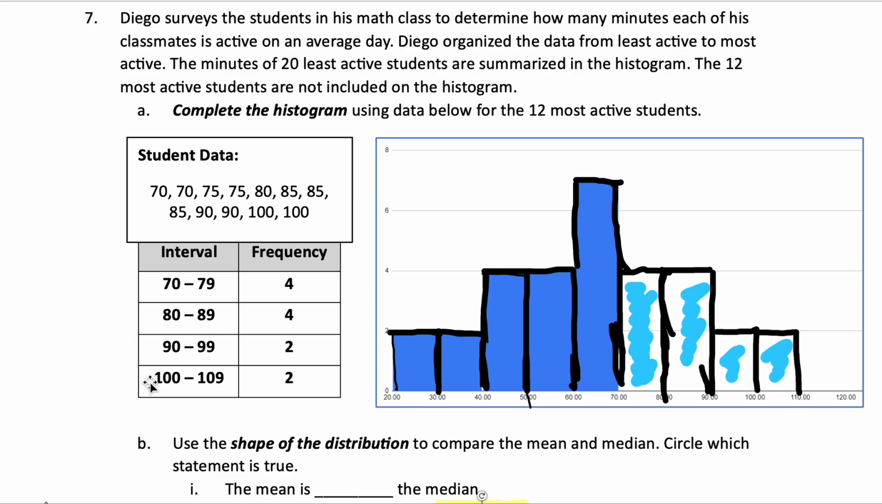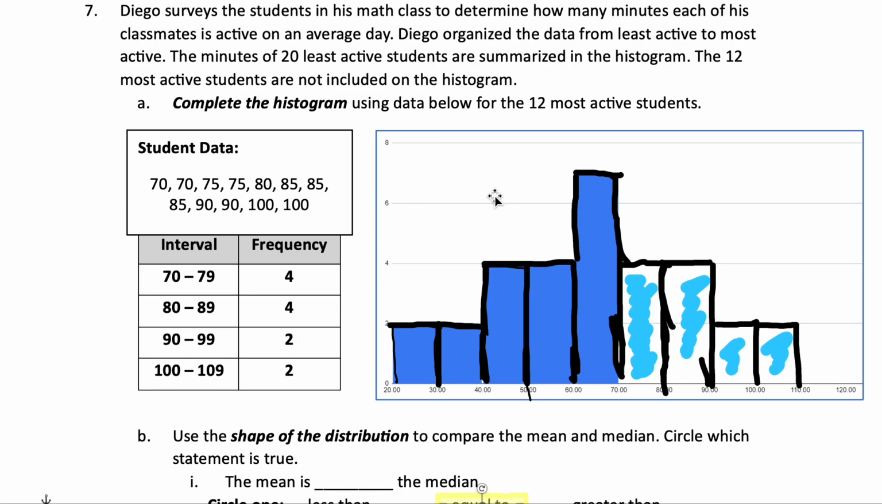Now, if this was to say 100 to 110, or from 90 to 100, and that's from 100 to 110, there's not going to be 2 times that you would see the 100 there. You would go up to the lower boundary. That's why we ended this at 9. It's much easier to see.